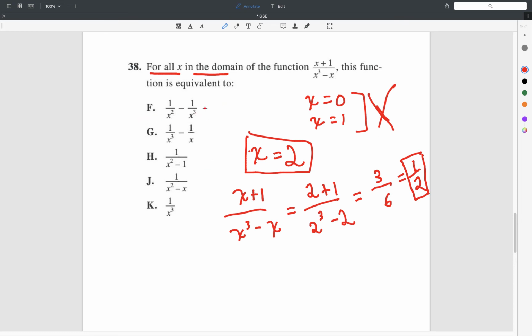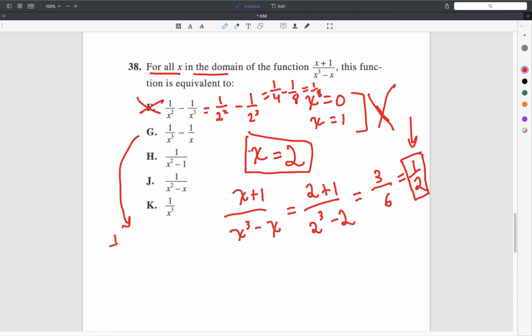So for f, this is going to be 1 over 2 squared minus 1 over 2 cubed. And that's the same thing as 1 over 4 minus 1 over 8. And if you want, you can plug this into your calculator just to see what it equals. And you should get that it is equal to 1 over 8. And that's not what we want. We want to have 1/2. So that's gone.